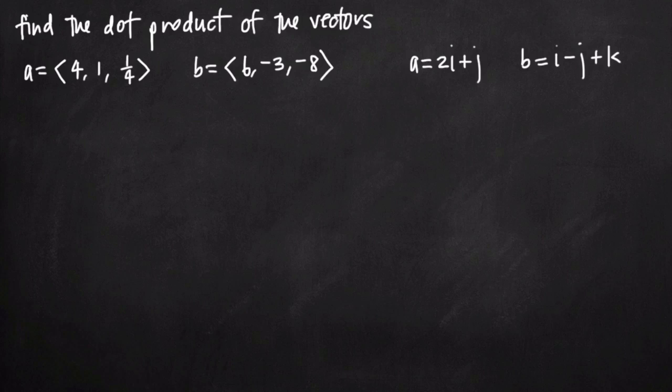Today we're going to be talking about how to find the dot product of two vectors, and in this particular video we're going to be doing two separate problems. In the first problem we have two vectors a and b. The first is the vector a equals 4, 1, 1/4. The second vector is 6, -3, -8, and we need to find the dot product of these two vectors.